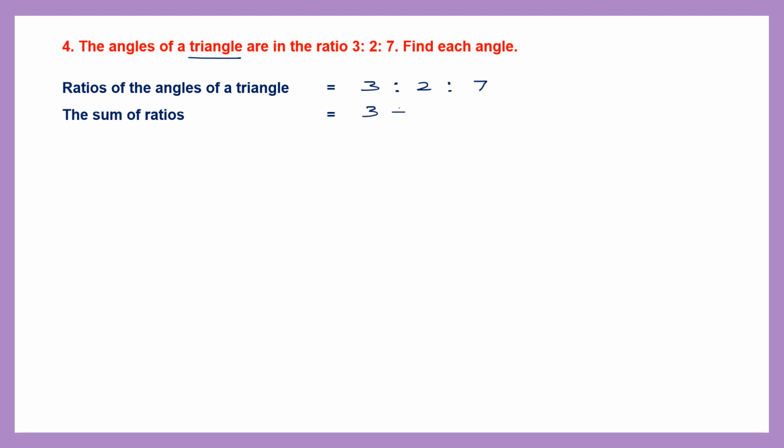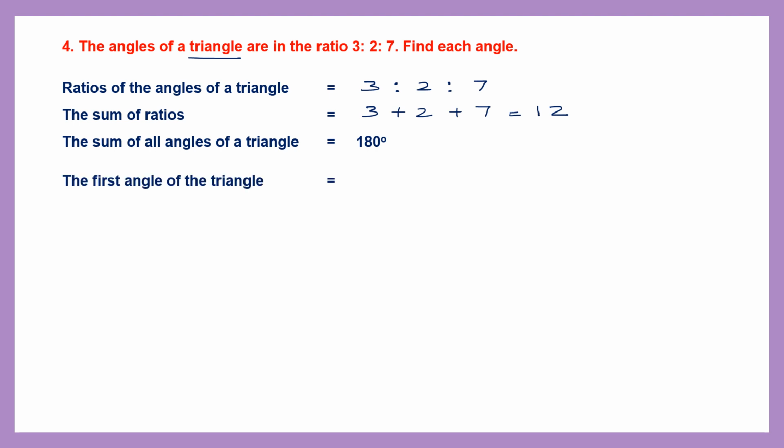Now the sum of the ratios. Let's find the sum of the ratios. 3 plus 2 plus 7. 3 plus 2 is 5. 5 plus 7 is 12. So the sum of the ratios is 12. Now the sum of all angles of a triangle is 180 degrees. Remember that when you add up all the angles of a triangle, it will add up to 180 degrees.